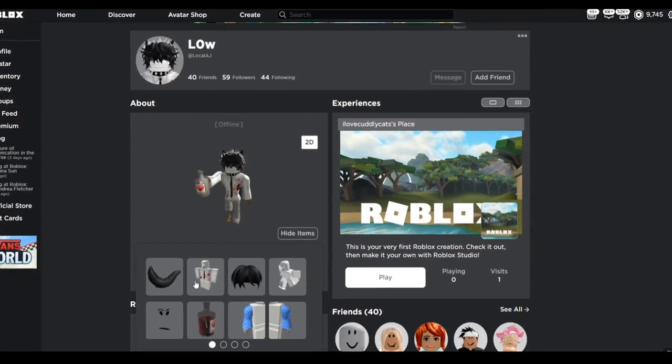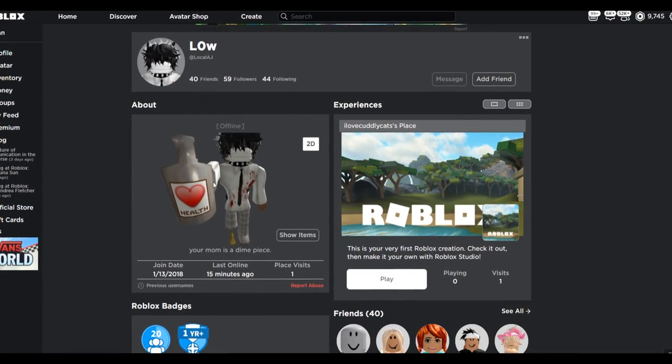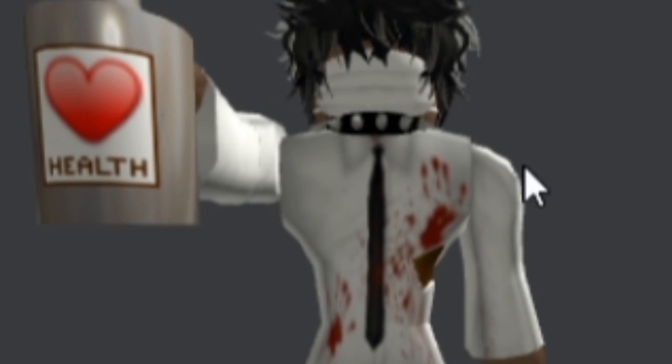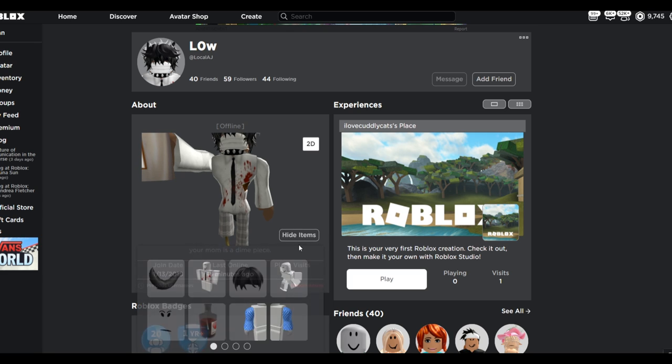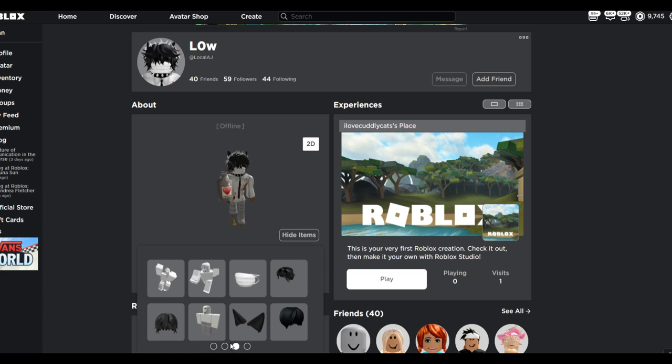And why are people wearing this health bar? Like, I still don't understand this health thing. Like, right here. What is that? This spiked collar is just not it for me, bro. I don't know how this became a trend, but it's not hitting for me.